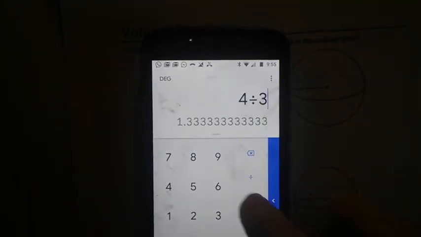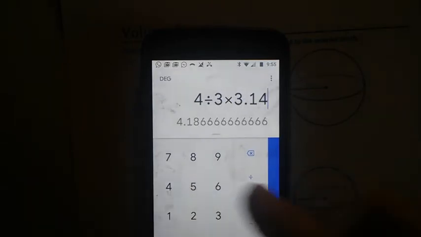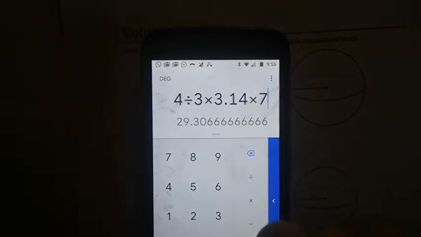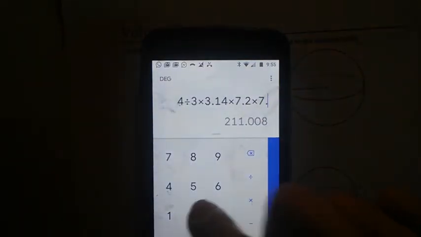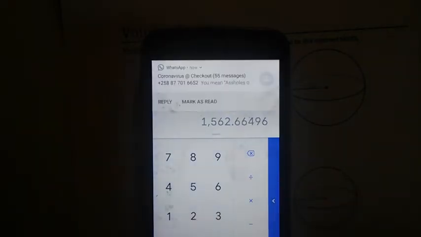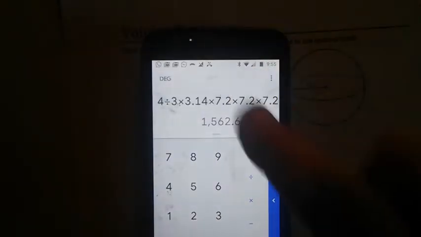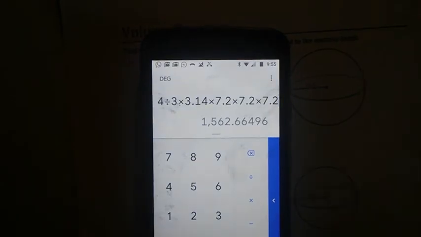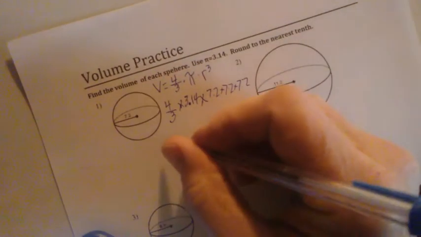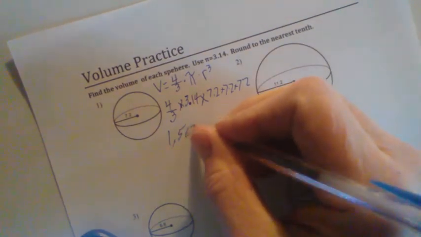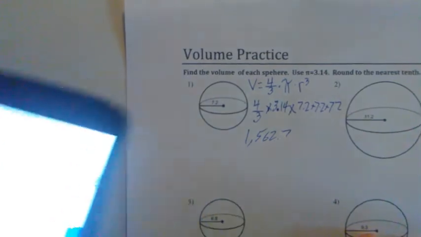Okay, so I want 4. Let me start with the 4/3. So I go, 4 divided by 3 times pi, 3.14 times 7.2 times 7.2 times 7.2. Okay, so I got 1,562.7. 1,562.7. Right? Is that on your screen?